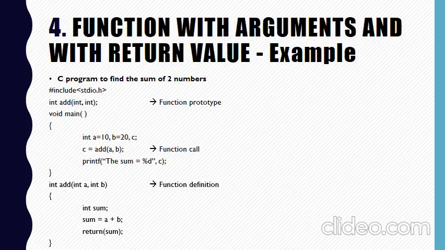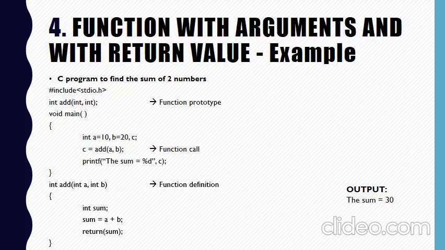10 plus 20 will be calculated and the output will be stored in sum, and return sum. So sum will be having the value 30. 30 will be returned to the main function. So in c, the value 30 will be stored, right? And the c value will be displayed on the screen as output using the printf statement inside the main. So that is the output, the sum equal to 30. So this is how the fourth category of function prototype works.